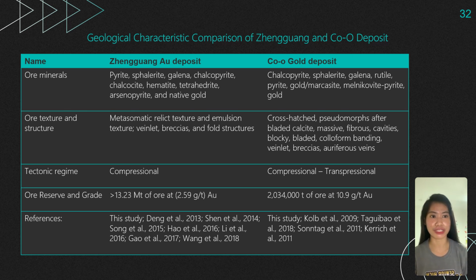The tectonic regime of the Xinguang is compressional, while compressional to transpressional for the Ko'o deposit. The Xinguang deposit has a larger ore reserve than Ko'o, but Ko'o has higher grade. The studies confirm that the Ko'o deposit is one of the oldest epithermal gold deposits in the Philippines, while the Xinguang deposit is the oldest epithermal gold in the world.